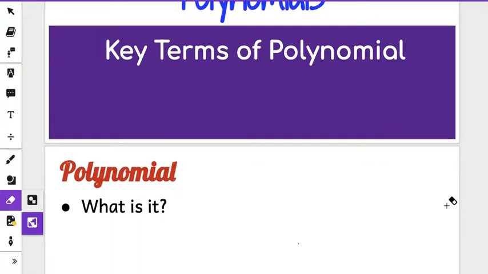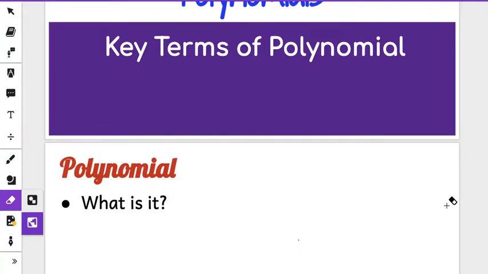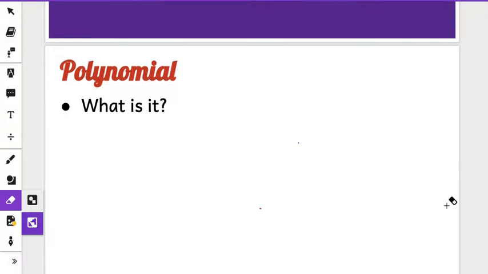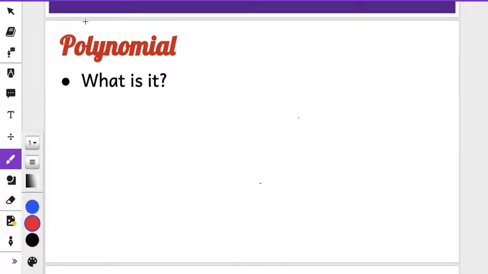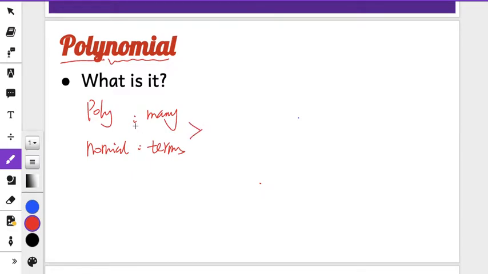So let's get started. Let's see what terms we are going to learn about polynomials. The very first question you probably have is, what is a polynomial? Polynomial, as you can see, has two parts of the word. One is poly, the other one is nomial. Poly as a prefix means many. Another word you probably remember is polygon, meaning many sides. Nomial, in this case, means terms. So put together, polynomial is many terms.